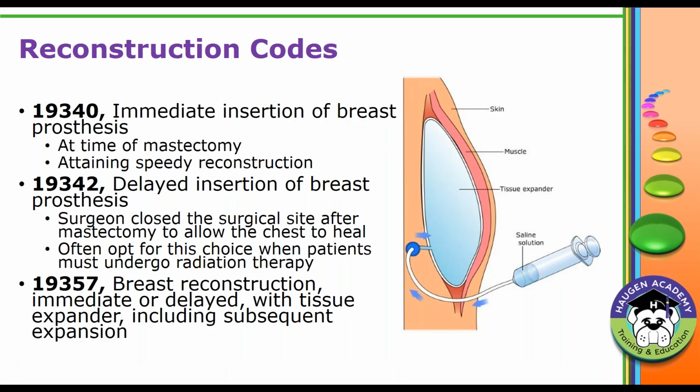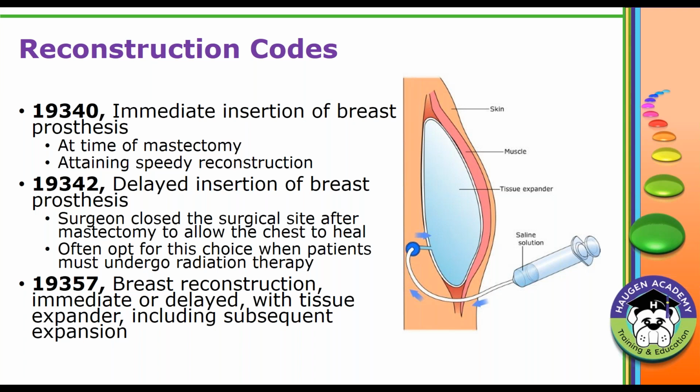After or during the excision procedure or mastectomy procedures, the reconstruction codes may apply. So 19340 is for a patient that can or wants to opt for immediate insertion of a full-size saline or silicone-filled prosthesis at the time of mastectomy, and this does attain a speedy reconstruction. Other times, the surgeon closes the surgical site after mastectomy to allow the chest to heal, and then patients can choose to have the reconstruction done later.